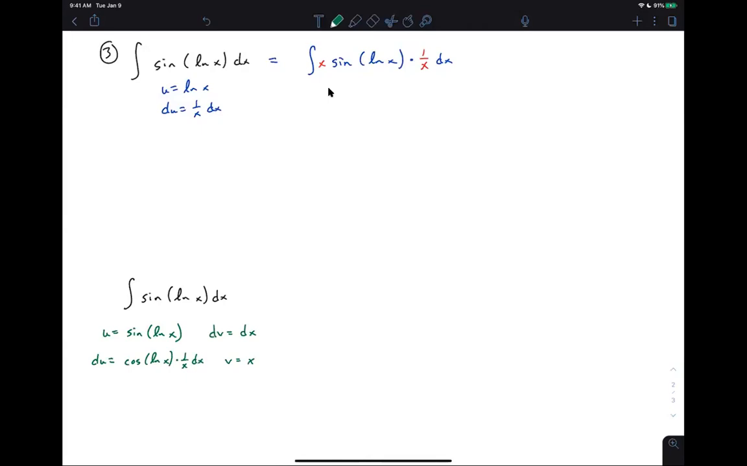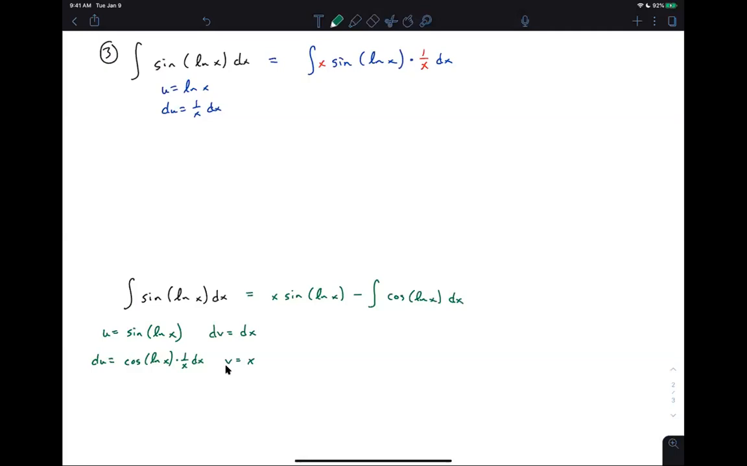Okay, so now we go uv. So uv is x sine of natural log x minus v du. But if I multiply these together, what simplification happens real quickly if I multiply v times du? Yeah, you just get cosine of natural log x dx because the x and the 1 over x cancel. Does everybody follow that? Why that is? Any questions?